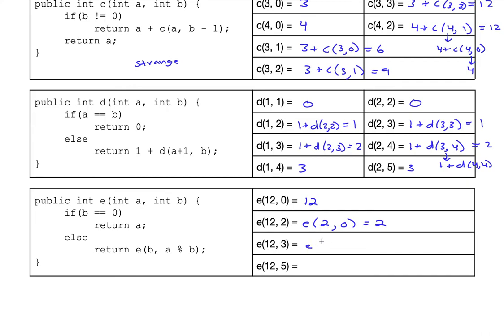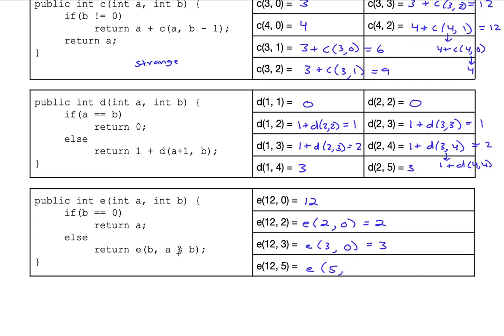So let's do the same thing for E of 12, 3. Well, that's going to be E of 3, comma, well, what's the remainder when you divide 12 by 3? That's 0. And we know that when the second input is 0, we just get the first input as the answer.